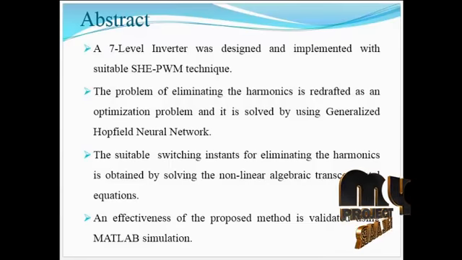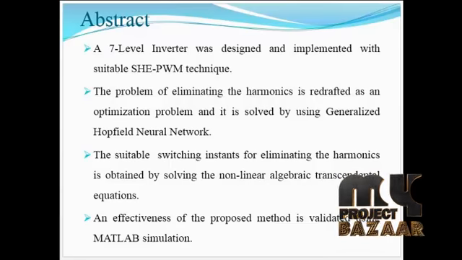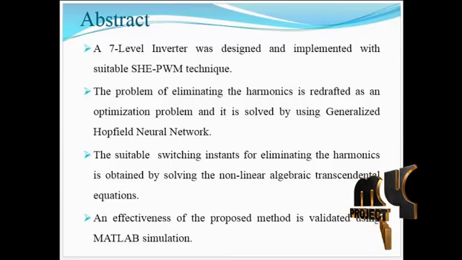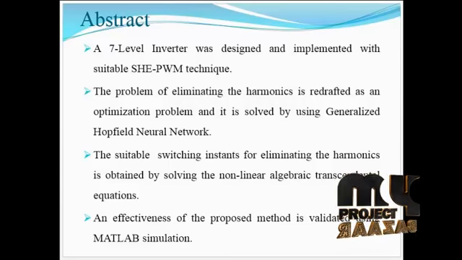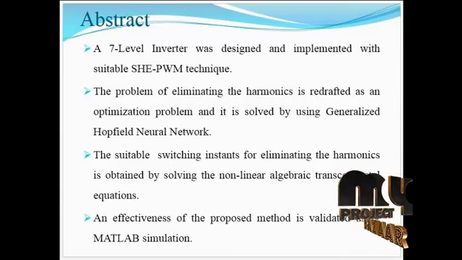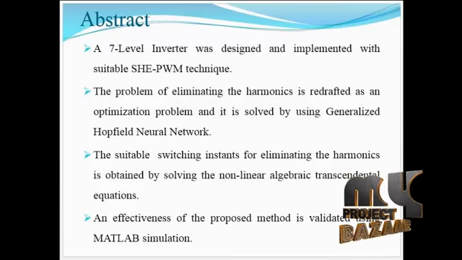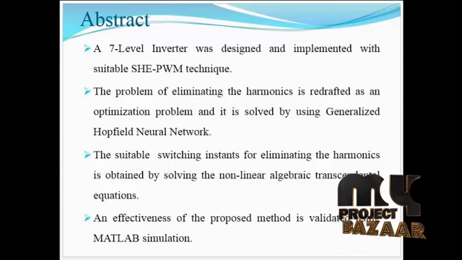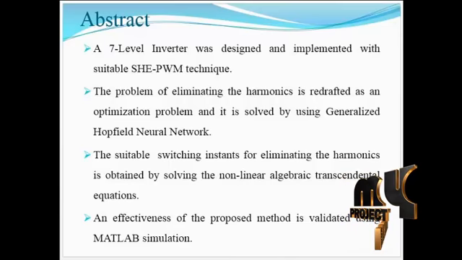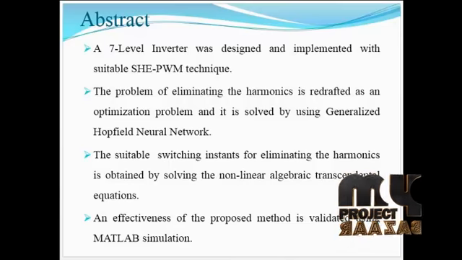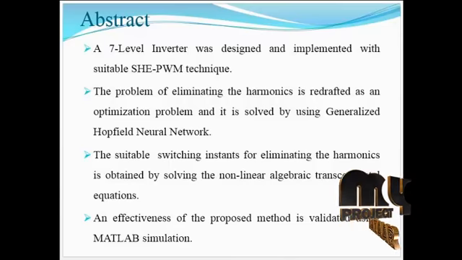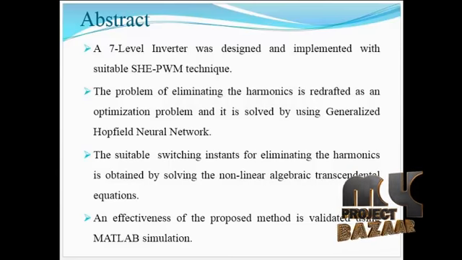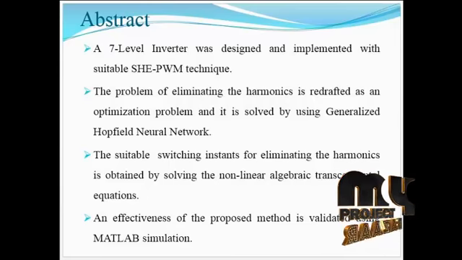So in order to reduce those harmonics, we propose a system called the GHNN based selective harmonic elimination technique. GHNN stands for generalized half-wave neural network. The switching instants of PWM involve the solution of equations. The entire problem is redrafted as an optimization problem, which is solved by the GHNN process. The 5th, 7th, 11th, and 13th order harmonics are eliminated using this function.